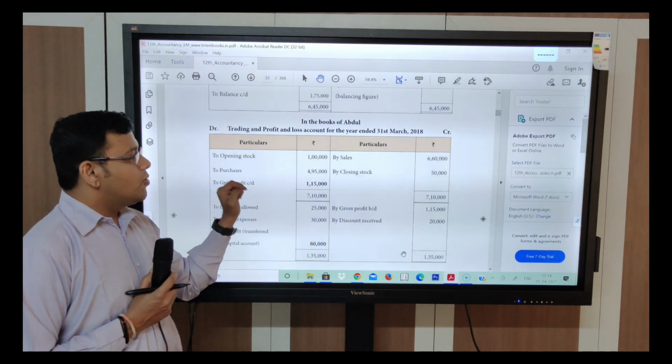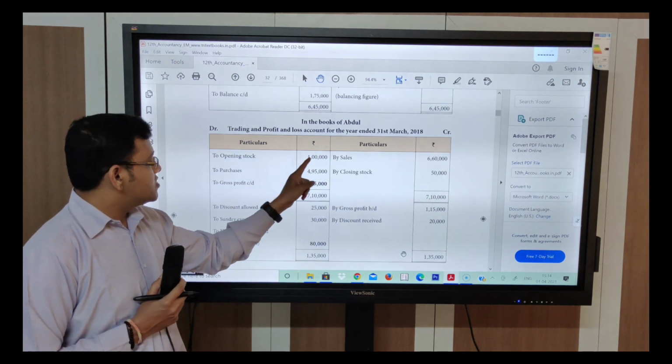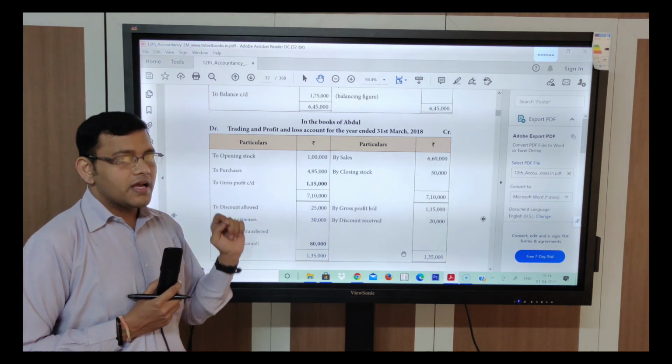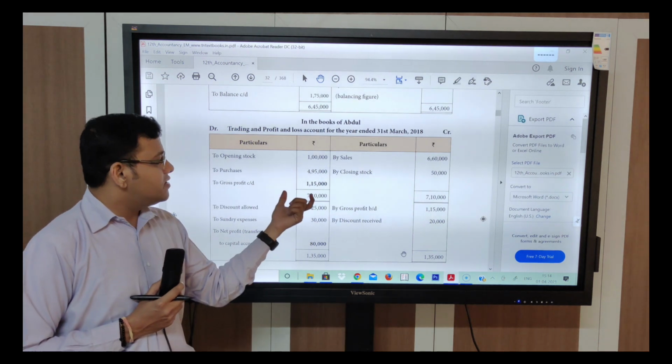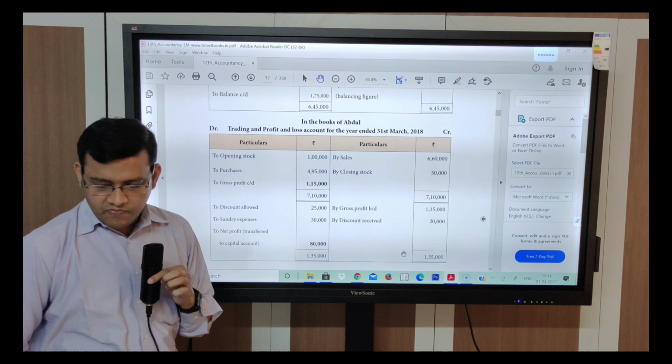On the debit side will be opening stock. Always, opening and closing stock should be there. So opening stock is 1 lakh, purchases is 4,95,000. So what is the gross profit in this? The trading gross profit is 1,15,000.